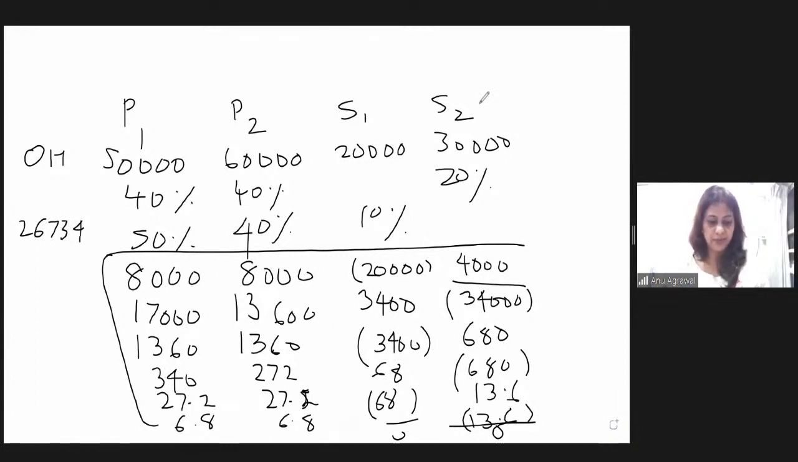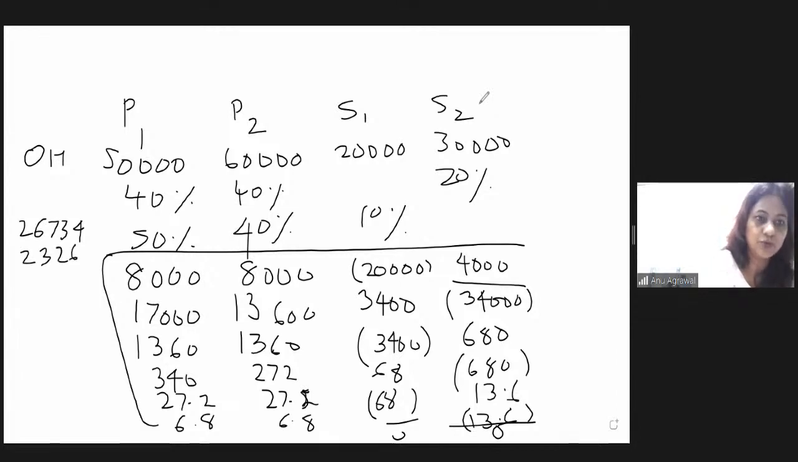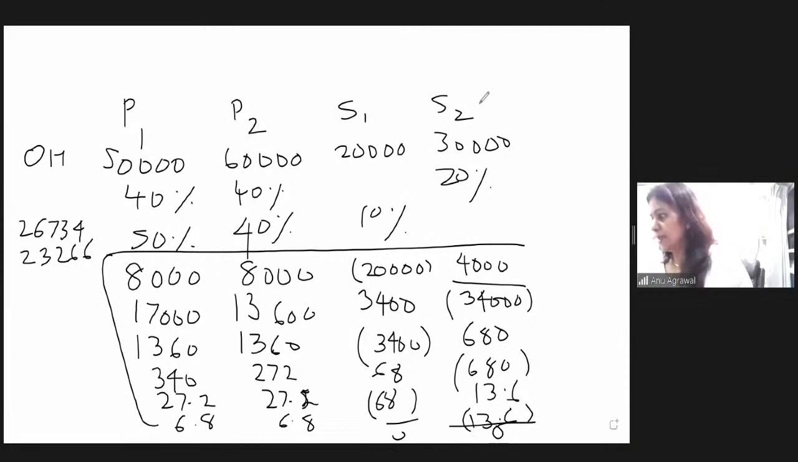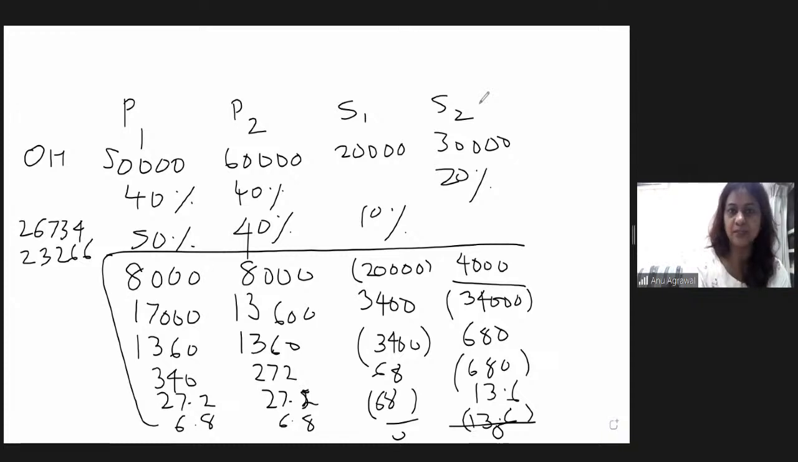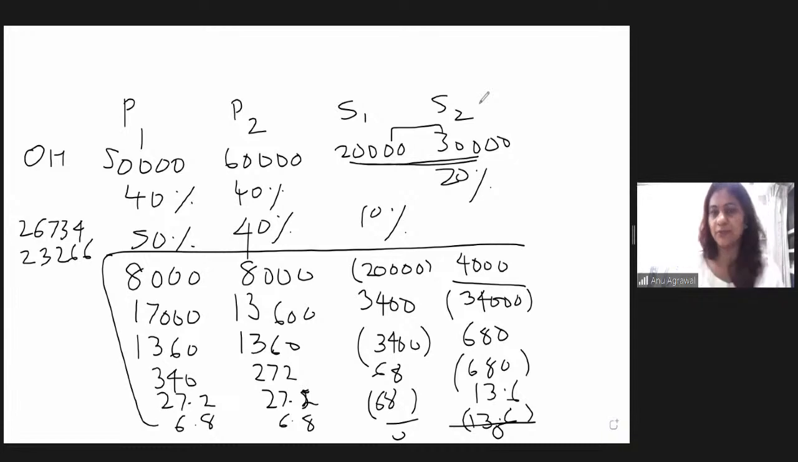Similarly, you guys can do it here: 8,000 plus 13,600 plus 1,360 plus 272 plus 27.2 plus 6.8. The total of this is 23,266. I'm writing this so that we don't forget, right? Now this is the total of the overheads of these two. What is the total of these two overheads? It happens to be 50,000.